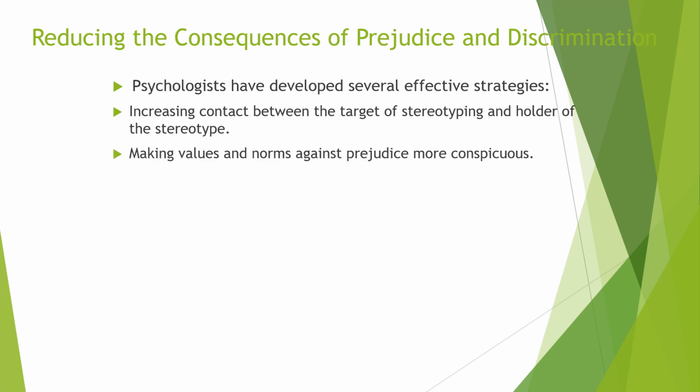You can also make values and norms against prejudice more conspicuous. Put it more out there. A lot of people like to hide behind their words, especially on social media when it's not face-to-face. Make it a lot more conspicuous, and maybe people would not be as prejudiced and discriminatory.